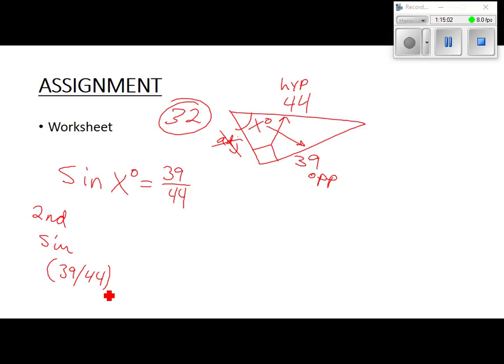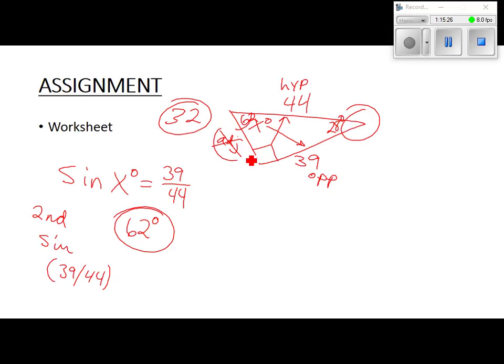62.4. So there's 62. So what's that angle right there? 62 degrees. Could we find this angle once we knew that that one's 62? Yeah. How? 90 plus 62, subtract from 180. 28 degrees. So now we know that angle.